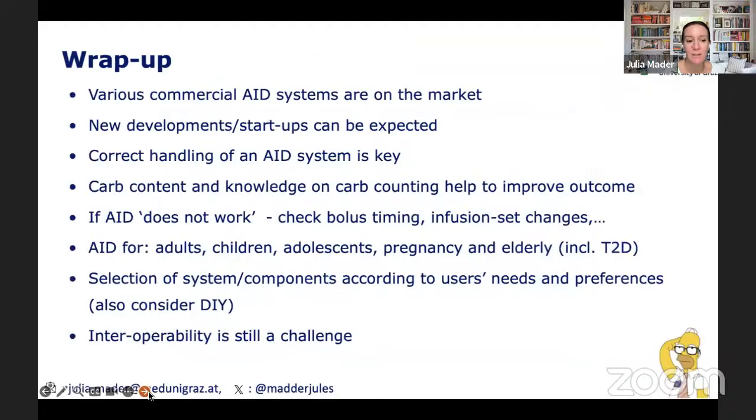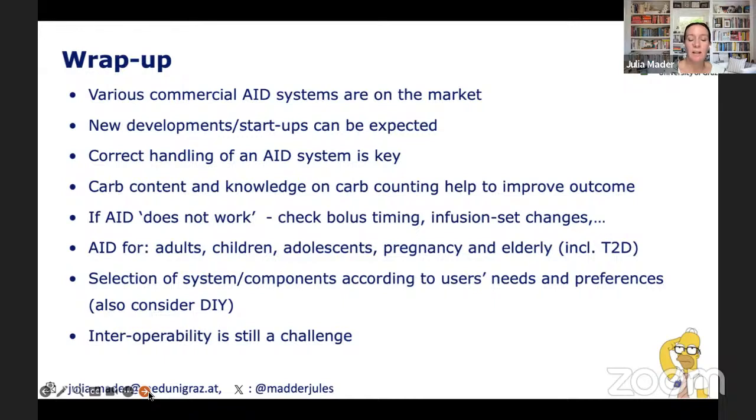So as a wrap-up, there are currently various commercial AID systems on the market. New developments and startups can be expected. The correct handling of the system is still key, and the carb content and knowledge can help to improve the outcome. If the system doesn't work, look into the easy factors, if infusion set changes are performed, if the bolus timing is optimal.